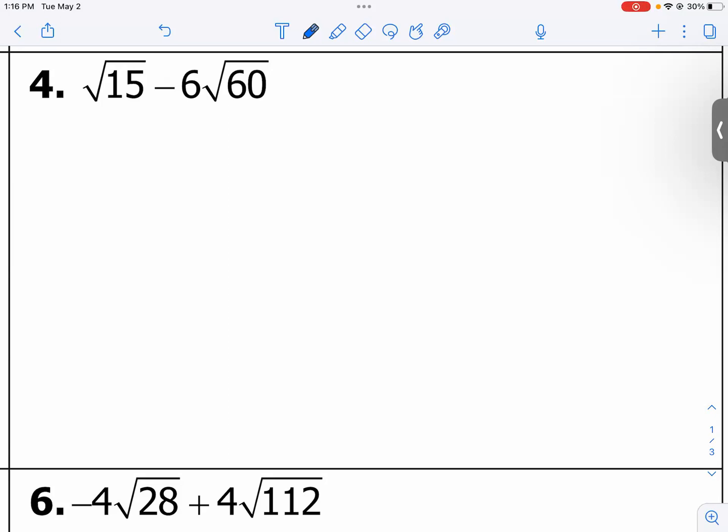Oh, I did the wrong one. Oh my God. So the 2 comes out and the 5 times 2 could be 2 radical 15.